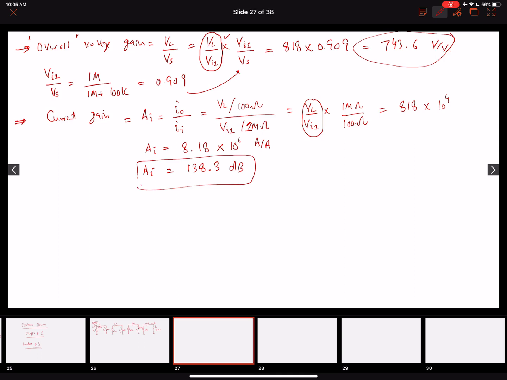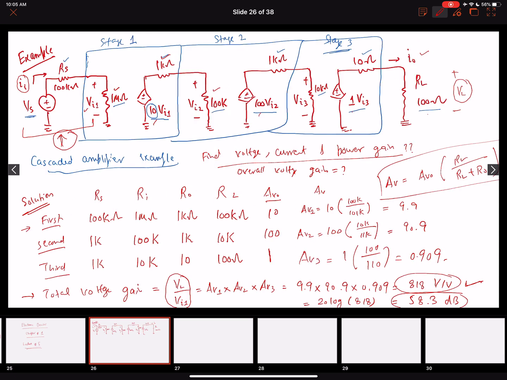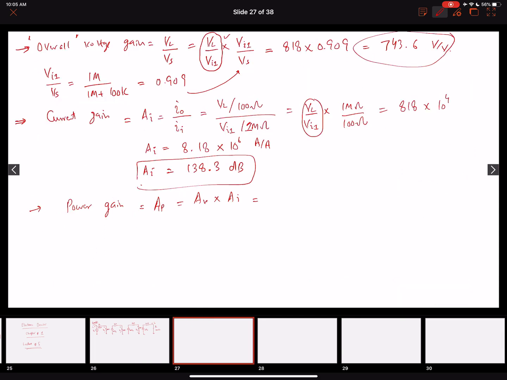Now the power gain is pretty simple. We have been doing that in the past. The power gain, A_P, is simply the product of the voltage gain and the current gain. So the voltage gain is 818 over here, and the current gain is 8.18 into 10 to the 6. The value that we will get is 66.9 into 10 to the 8 watts per watt.